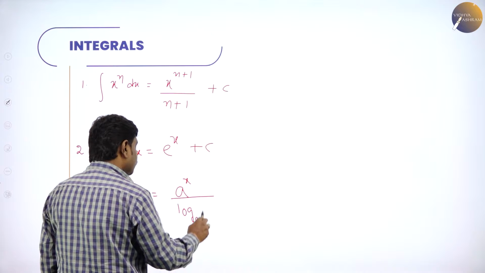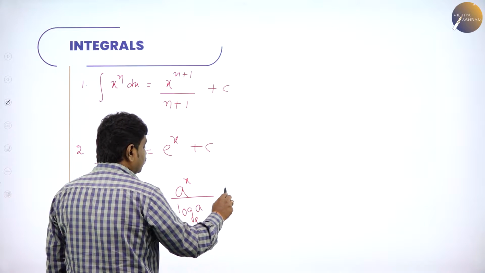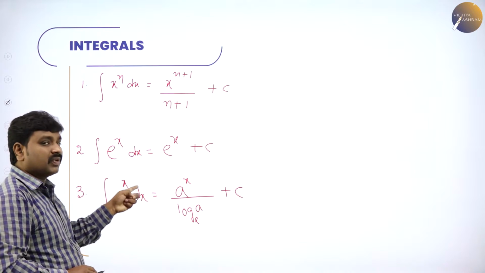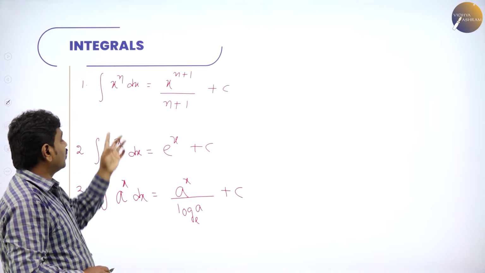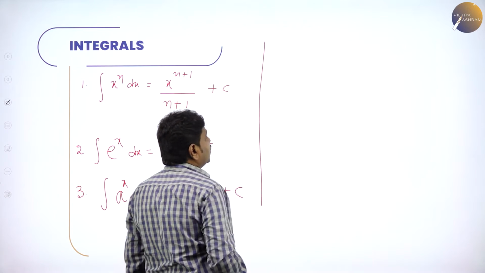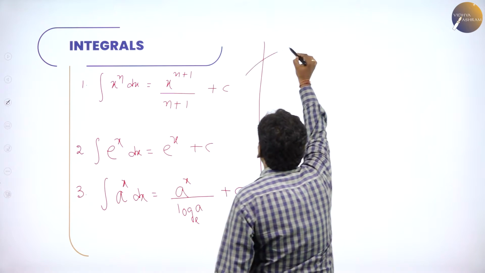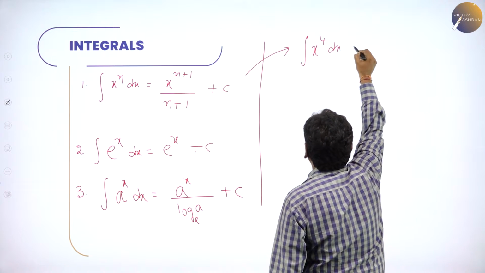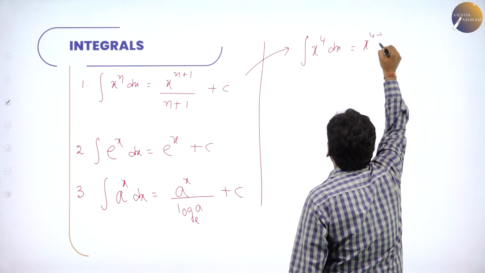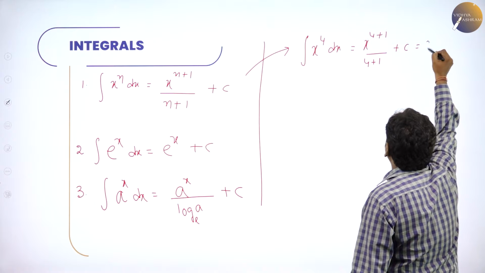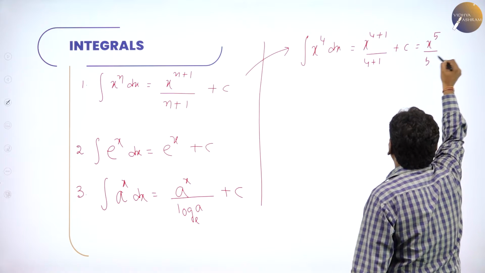My dear students, there is a great difference between the first and the last. Here it is x power n, but here it is a power x. This is variable power constant. This is constant power variable. Let me take one example for each case. For the first, integration of x power 4: the answer is x power 4 plus 1 by 4 plus 1 plus c, that is x power 5 by 5 plus c.